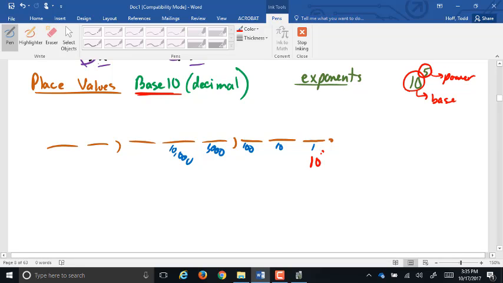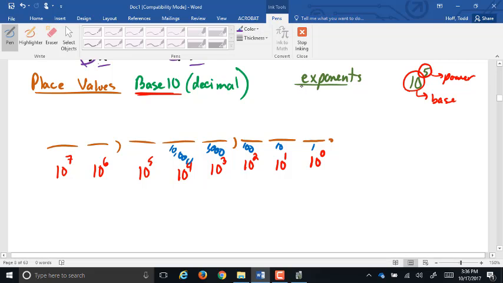So this is 10 to the power of 0. Remember, anything to the power of 0 is 1. So 10 to the power of 0 is 1. 10 to the power of 1 is the tens place. 10 to the power of 2, that's 100. 10 to the power of 3 is 1,000. 10 to the power of 4 is 10,000. 10 to the power of 5 is 100,000, and so on. 10 to the power of 6 is 1,000,000. 10 to the power of 7 is 10 million, and we keep going.